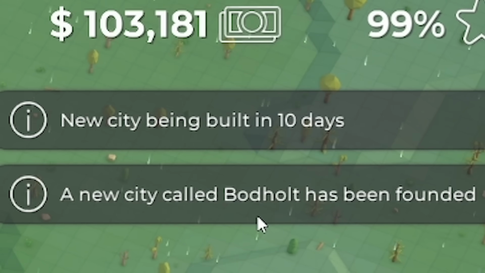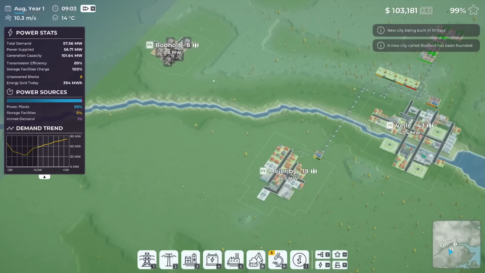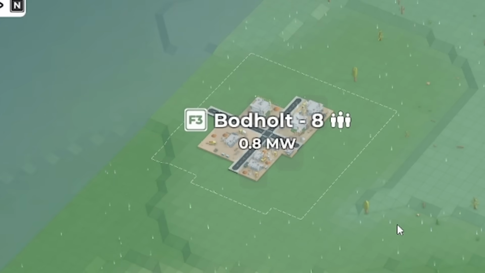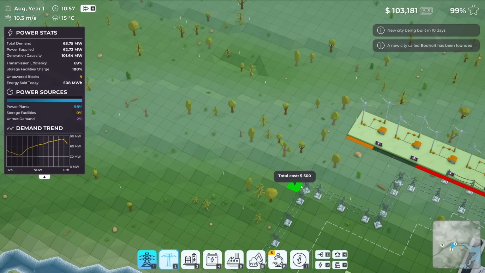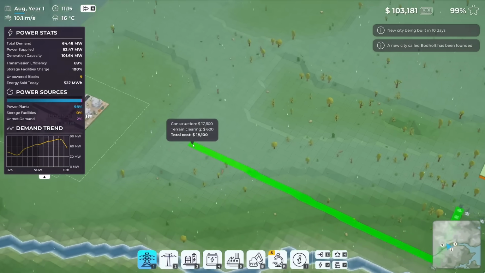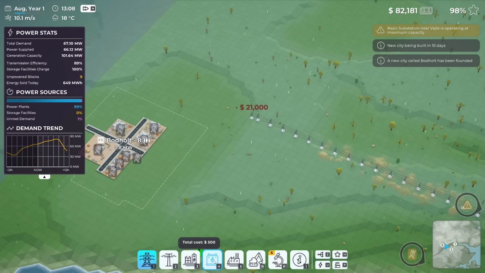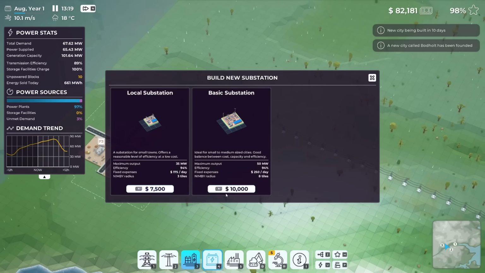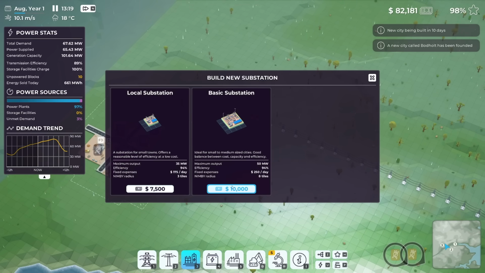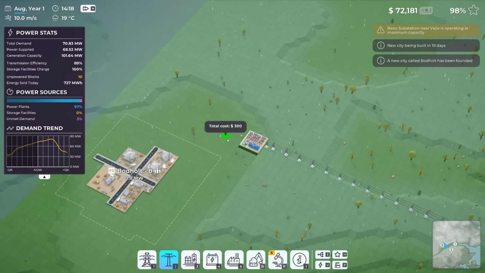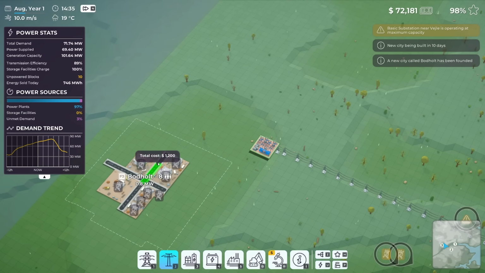Aha, a new city called Bodholt has been founded all the way over there. Blimey, that's really far away. So we're going to do pylons from here all the way over to there. That's 20 grand. So I think we'll do up to there, and then we'll build our substation. We want a basic substation, I think. So that goes in there, and then it's just a case of doing that sort of thing.